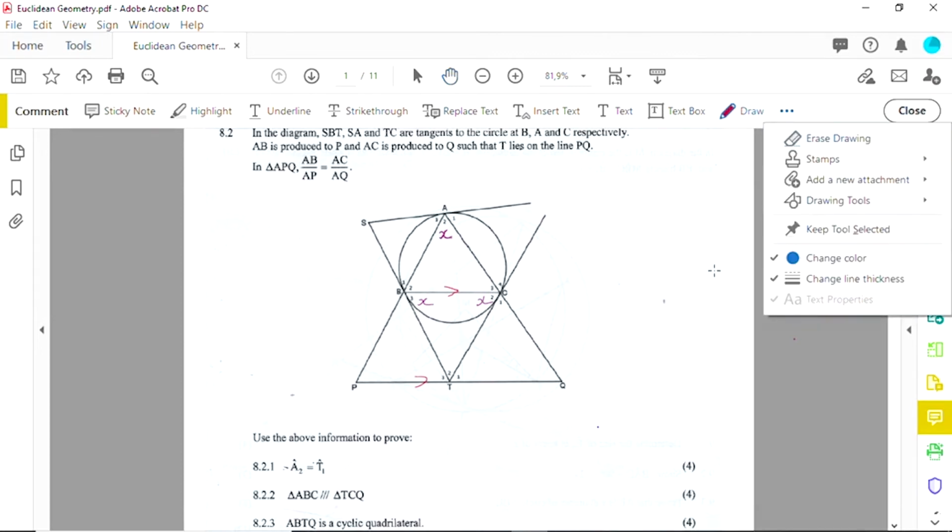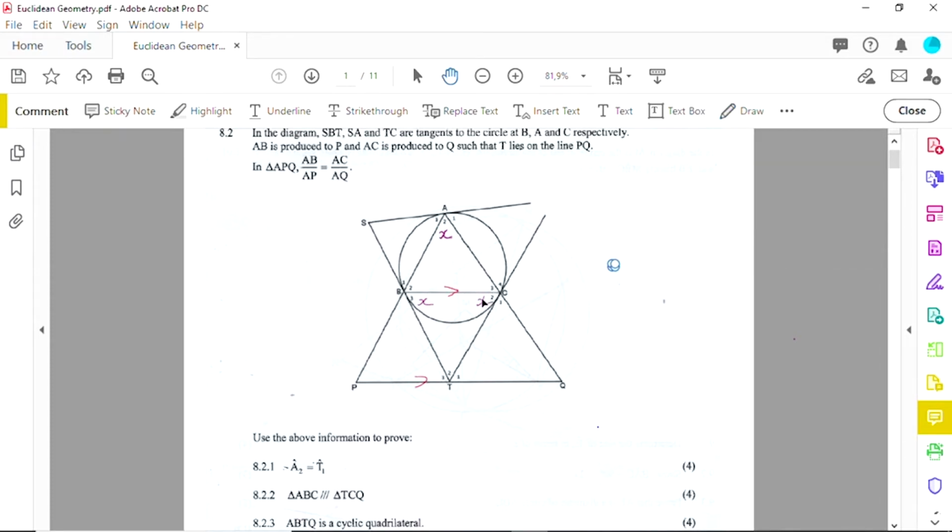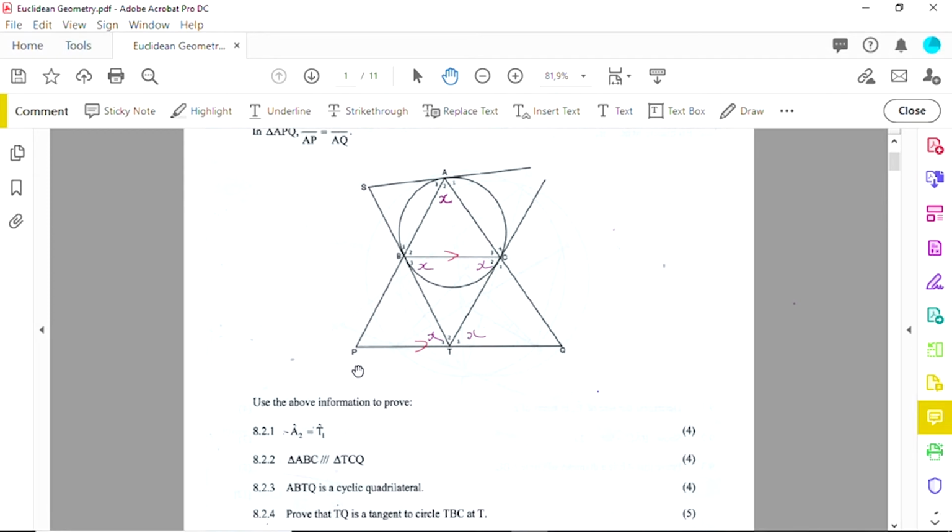So if BC is parallel to PQ, then we can find other angles that are equal to X. Now look at C2 and T1. These are alternating angles. Since BC is parallel to PQ, C2 must be equal to T1, which is equal to X. For the same reason, these are alternating angles, T3 should also be equal to X. B3 and C3 are alternating angles. So we have 1, 2, 3, 4, 5 angles that are equal to X. These angles are the same. Since all these angles are the same, you can clearly see that A2 must be equal to T1.